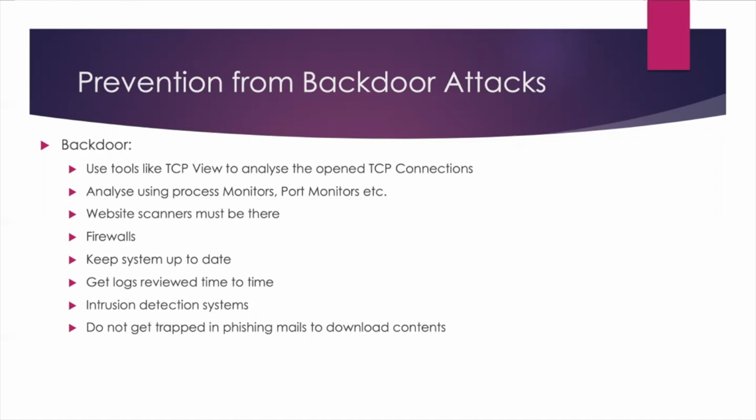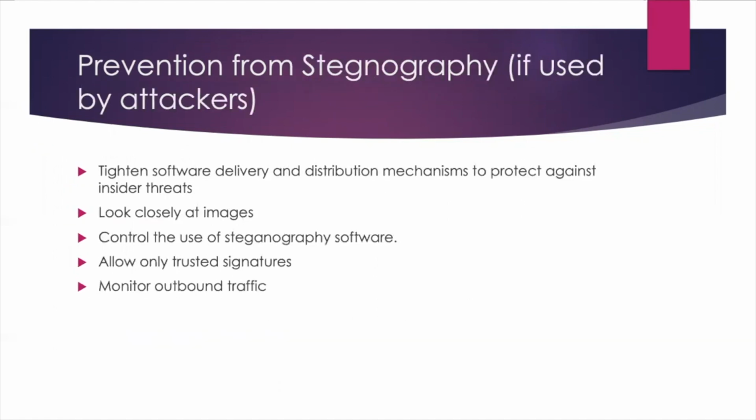Now let's see some measures to prevent steganography, if at all it's used by attackers. We should tighten the software delivery and distribution mechanism. We should look closely at the images. It's really difficult to figure out, but if a lot of data is embedded, there might be some differences showing up in the image. We should control the use of steganography software. We should allow only trusted signatures on our machines or in the organization. We should monitor the outbound traffic.